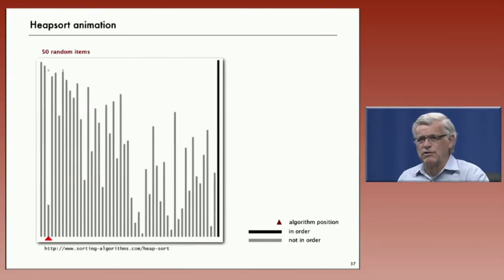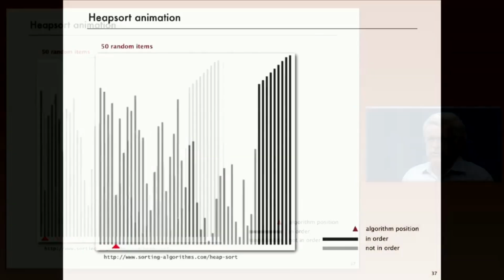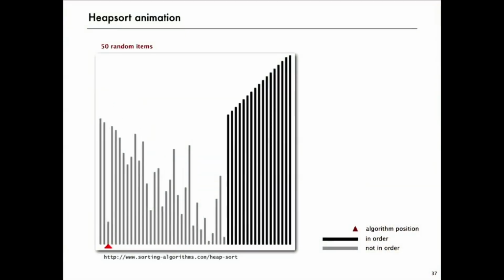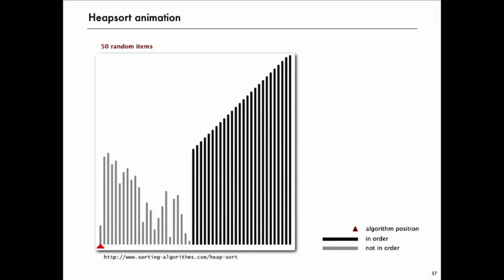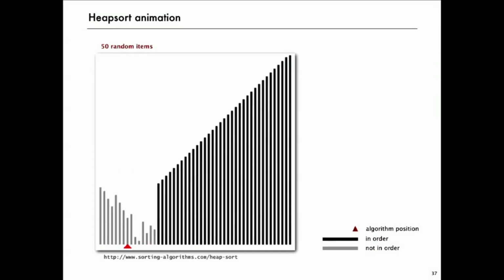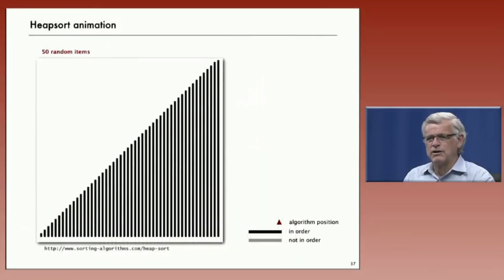Animation of Heapsort is interesting to watch. The construction of the heap happens in a blink, and now it's pulling off the largest elements, moving from right to left. So again, a very efficient way to get a sorting job done.